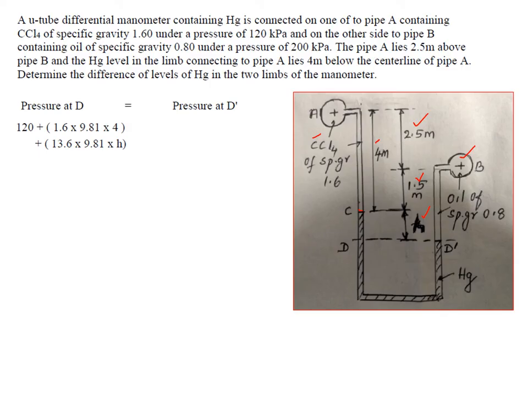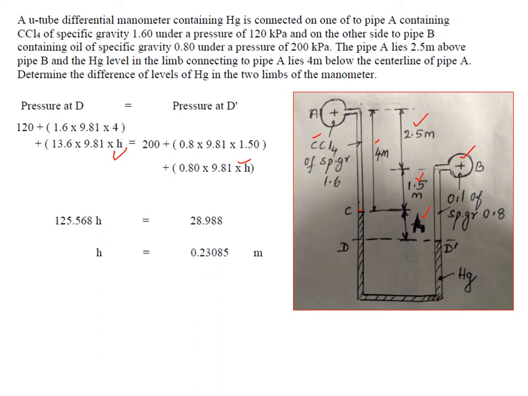Now start from 200 kPa, that is at B. So pressure will be 200. As we move downwards, pressure increases, and oil is flowing, so 0.8 into 9.81 into 1.5. Again when you move from here to here, it is again oil, so it is plus 0.8 into 9.81 into H. Knowing all the quantities, only H is unknown here, so you can solve for H. Writing this equation is very important, and drawing this diagram is also very important. Therefore H is 0.231 meters. So the difference in the mercury level is 0.231 meters.